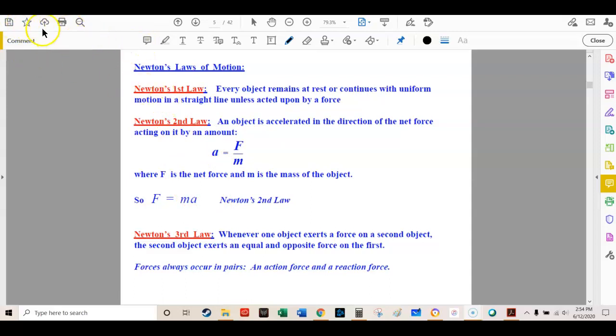So the first law is this. So let's get to it. The first law, which we're going to go through in a little bit, is that every object will remain at rest. An object at rest will continue to stay at rest. It wants to stay at rest. Or if it begins moving, it will want to continue moving at a constant velocity in a straight line until acted upon by an outside force, right? So that's also called the law of inertia. That's also called Newton's first law of inertia.